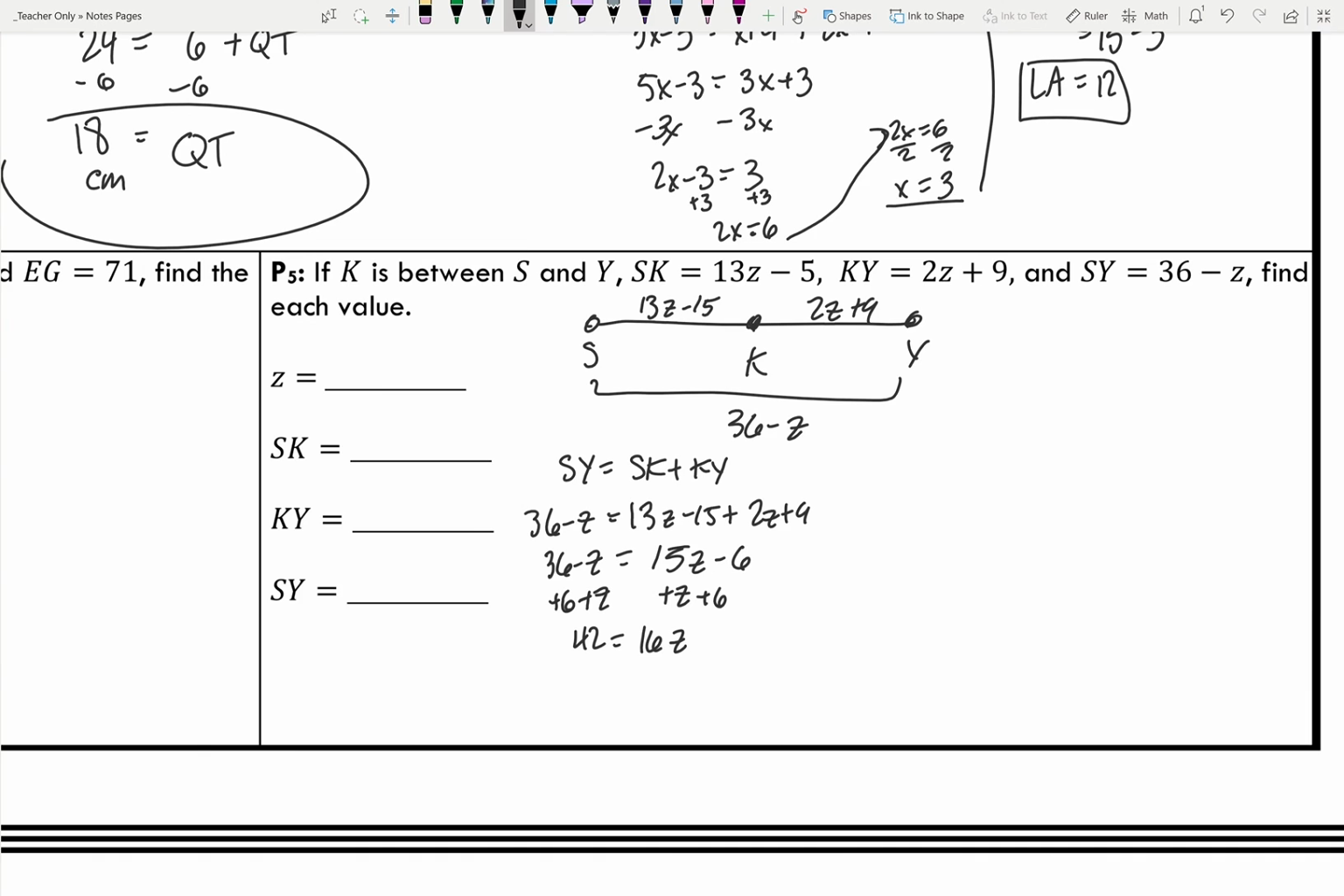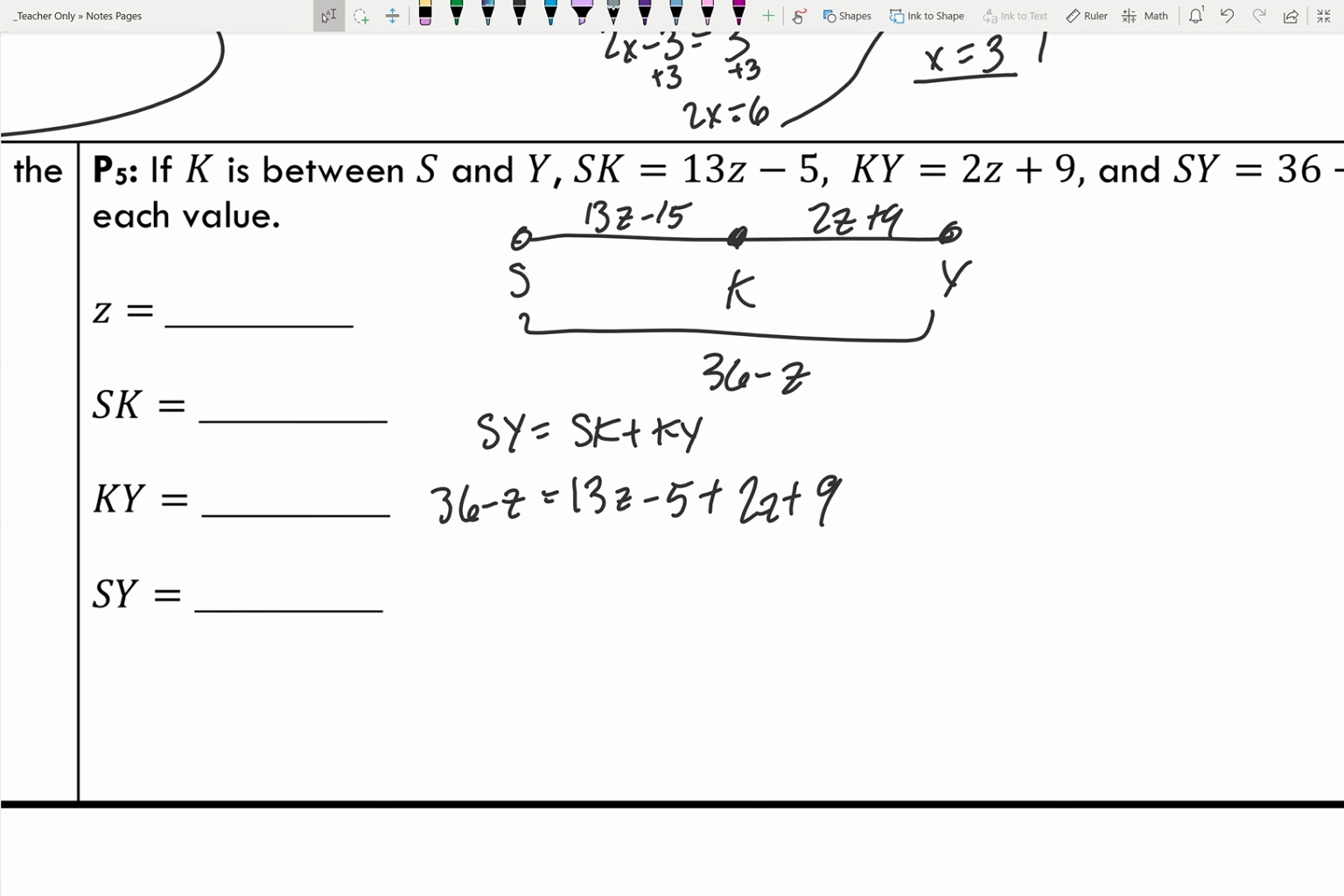I made a mistake, I think. No, or did I not? Oh, that was my problem. I see. Everyone stopped me there, I feel like. It's 13Z minus 5 plus 2Z plus 9. Yes. Okay, that's what happens when you rush through something. Apologies there. We've got this again.